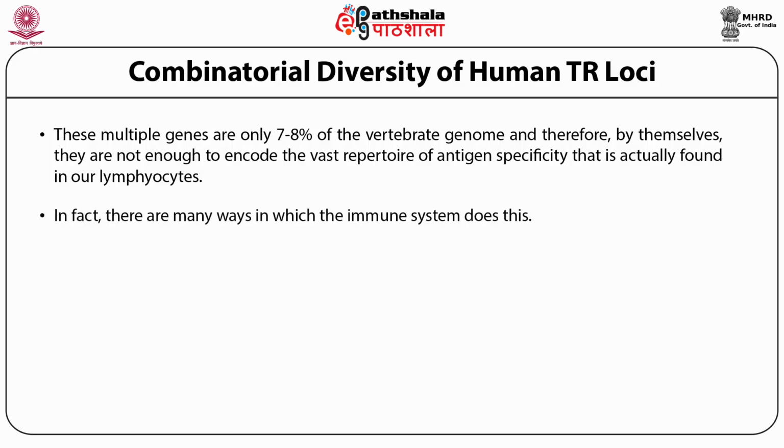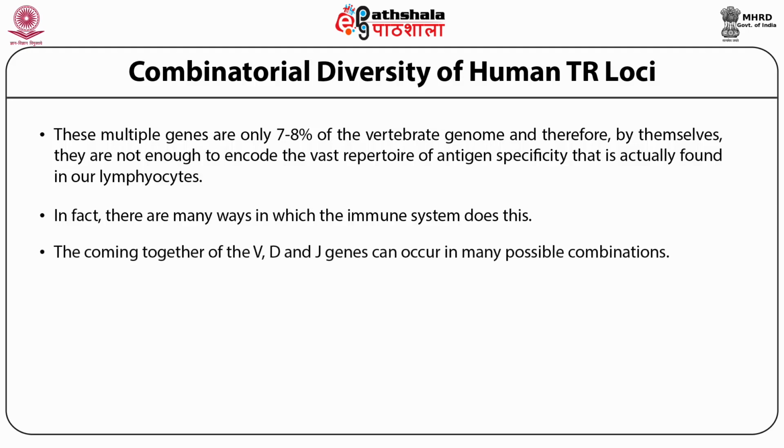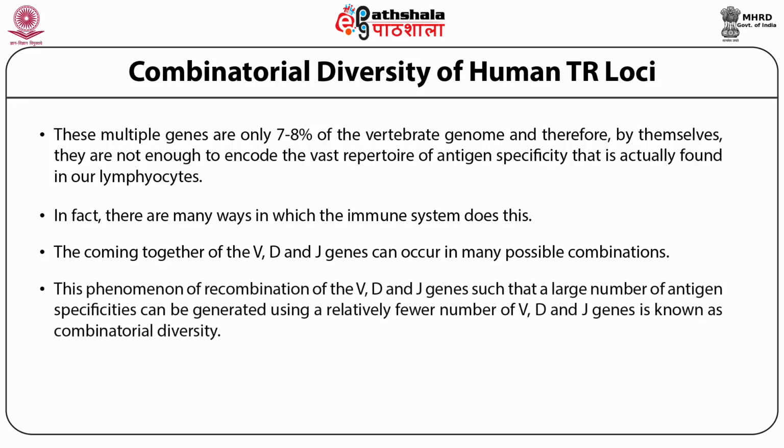In fact, there are many ways in which the immune system does this. And one of the most important ways is combinatorial diversity. To explain combinatorial diversity, I remind you that the antigen binding site of an immune receptor molecule is composed of V, D, and J genes. The coming together of these genes can occur in many possible combinations. And this phenomenon of recombination of a few genes such that a large number of antigen specificities can be generated using relatively fewer V, D, and J genes is known as combinatorial diversity.